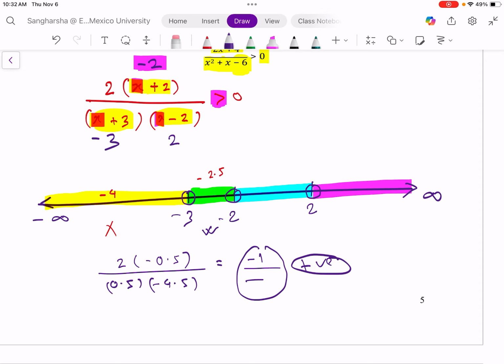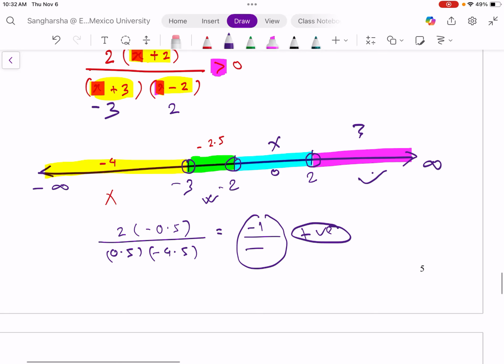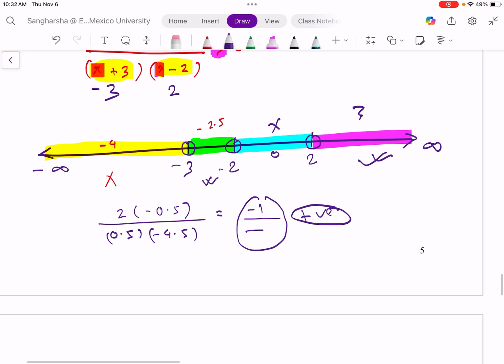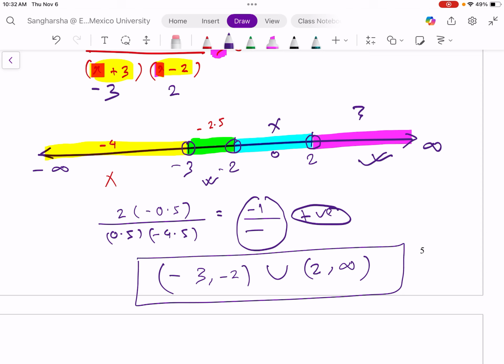Now from here let's test 0. So we have 0 plus 2, that's 2, 0 plus 3, 0 minus 2. So we get a negative number. So this is not a solution. Let me pick 3. 3 plus 2, 5, 3 plus 3, 6. Okay, we get a positive number which is greater than 0. So our solution is the green interval and this purple one. From negative 3 to negative 2, parenthesis, or from 2 to positive infinity. So this is our solution for this rational inequality.